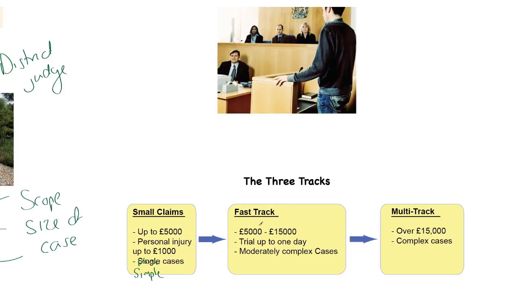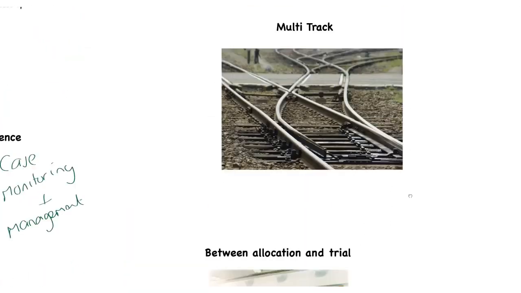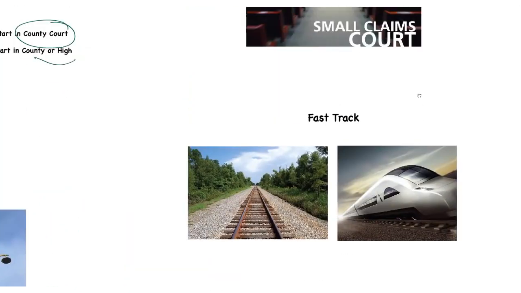Fast track are for claims between £5,000 and £15,000. The trial is likely to take up to 1 day, and they are moderately complex. They're more complex than small claims. And finally, our big cases are called multi-track cases, and they are for claims over £15,000 and can often be very, very complex. We're going to look at each of these in turn for the final part of our video.